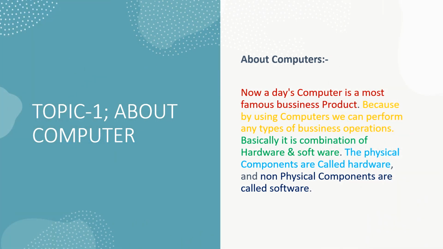In this video we are going to learn more about the basics of a computer. Topic 1: about computers. Nowadays, the computer is the most famous business product, because by using computers we can perform any type of business operation. Basically, it is a combination of hardware and software.